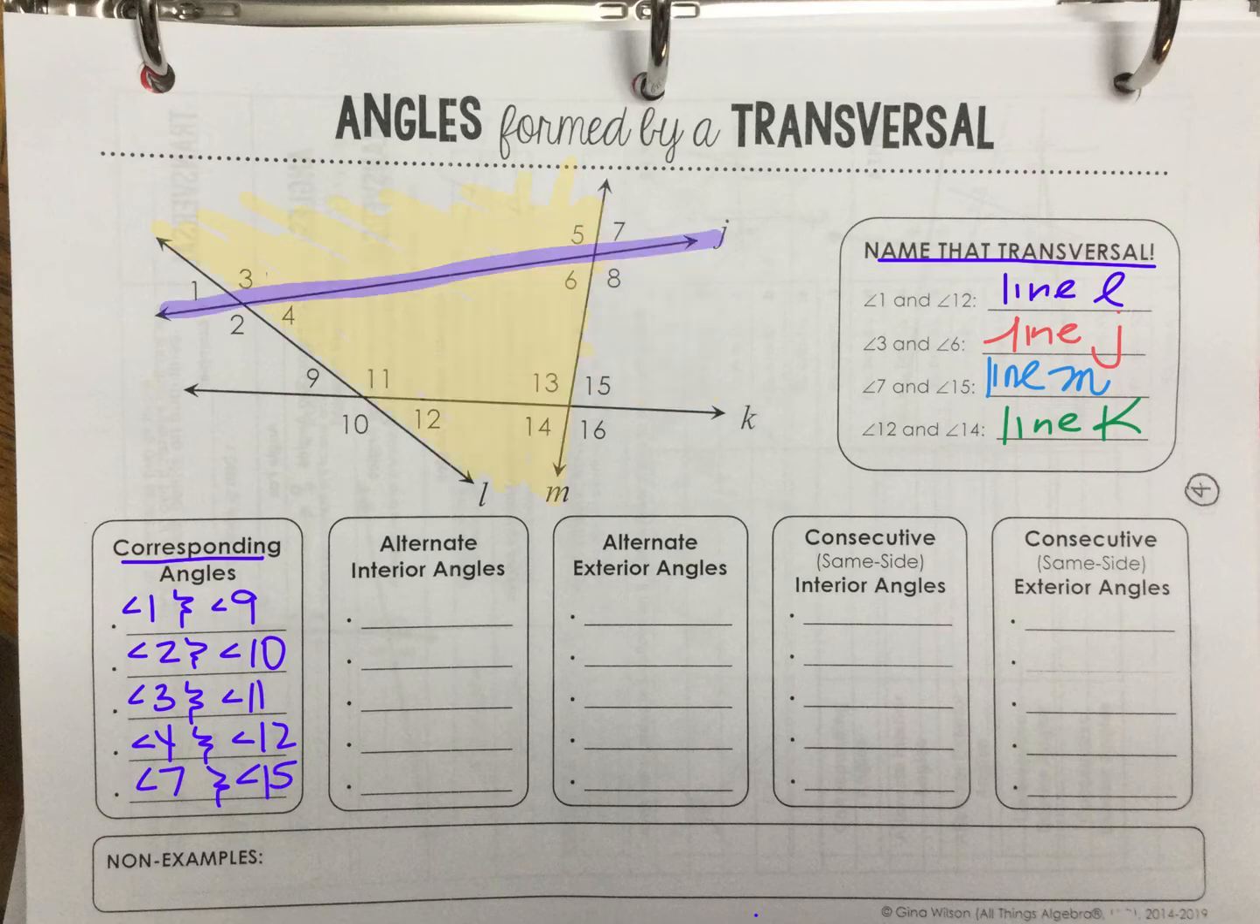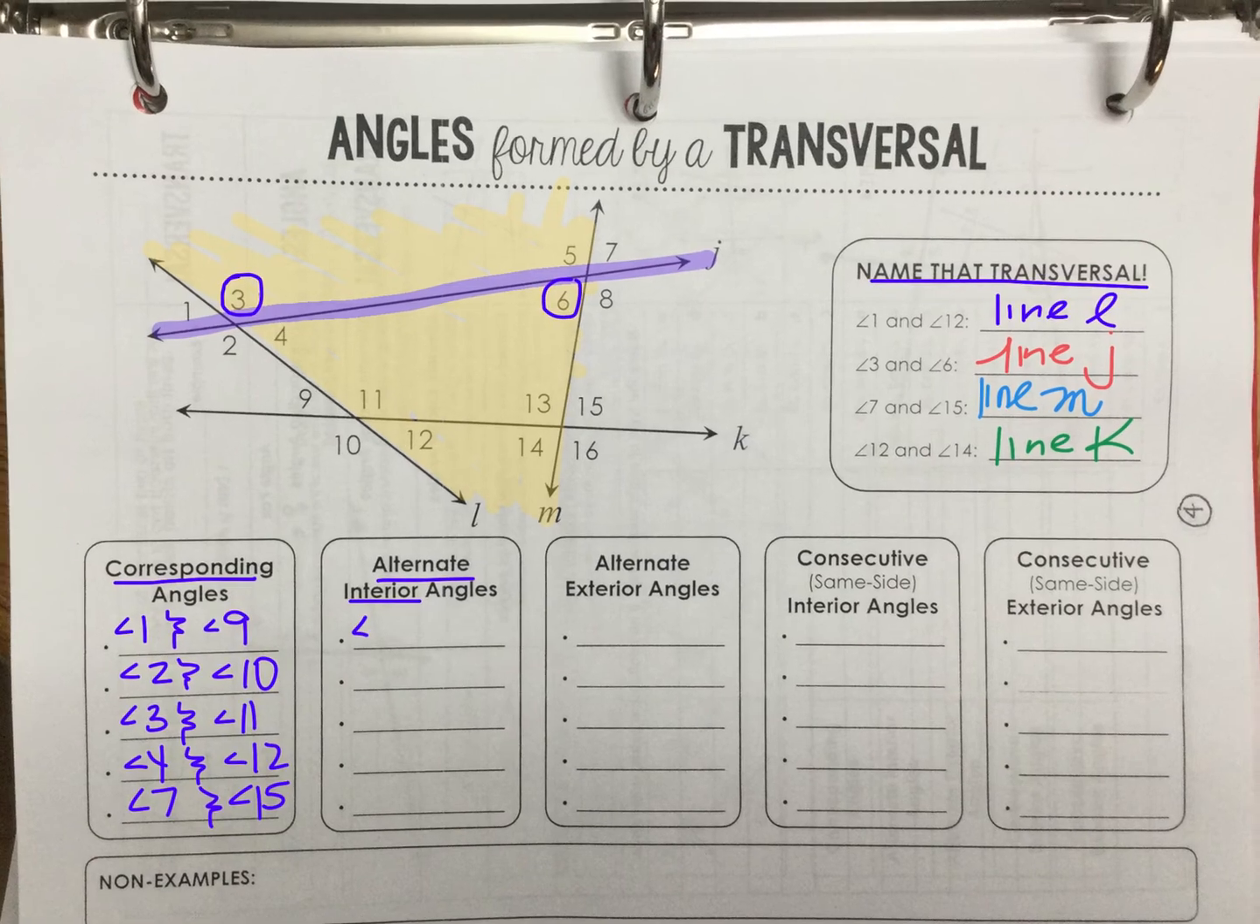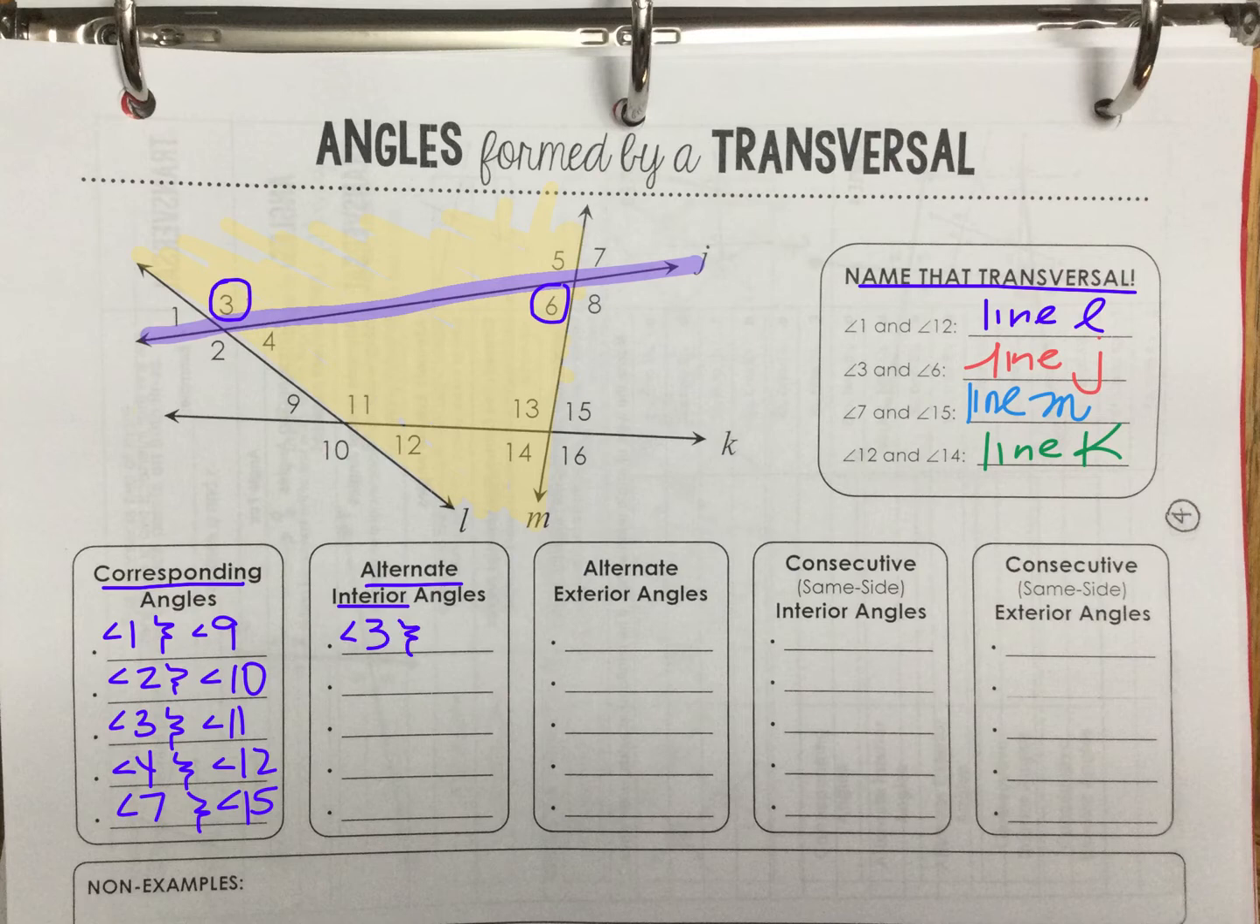This time I turned my picture a different way, but I want to find alternate interior, opposite sides of the lines and on the inside. So if this purple line is my transversal, 3, opposite side inside, its partner would have to be 6. If I was looking at 4, his partner would have to be 5.